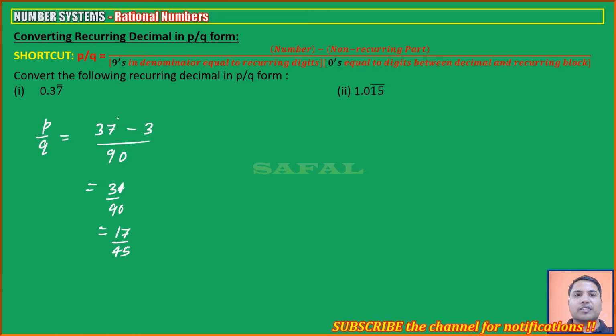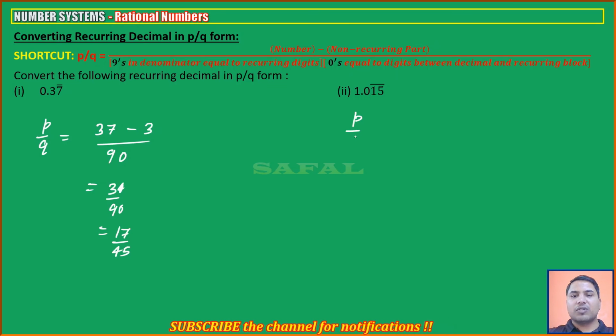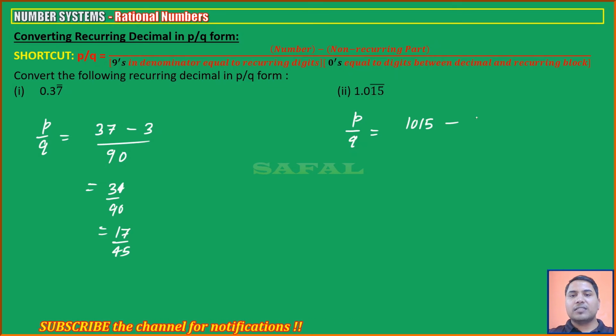So you can see that by the above logic you can easily do it. Here you have to forget the decimal and bar, and the way I have said, you can do it. Similarly, this one, if I wish to write it by using this shortcut method, so 1015 by forgetting the decimal and bar. Now minus the non-recurring part, that means I have to hide 15, so I'll be left with 10. So 10 I need to subtract.